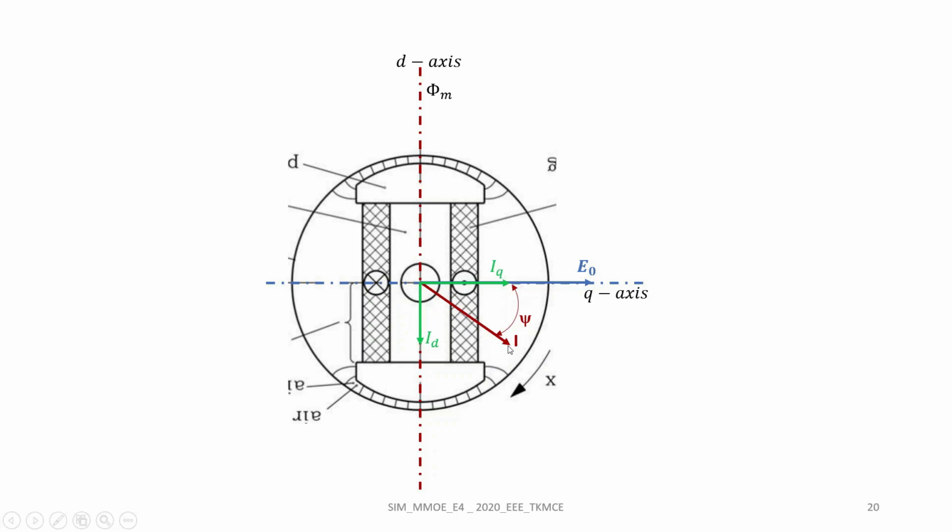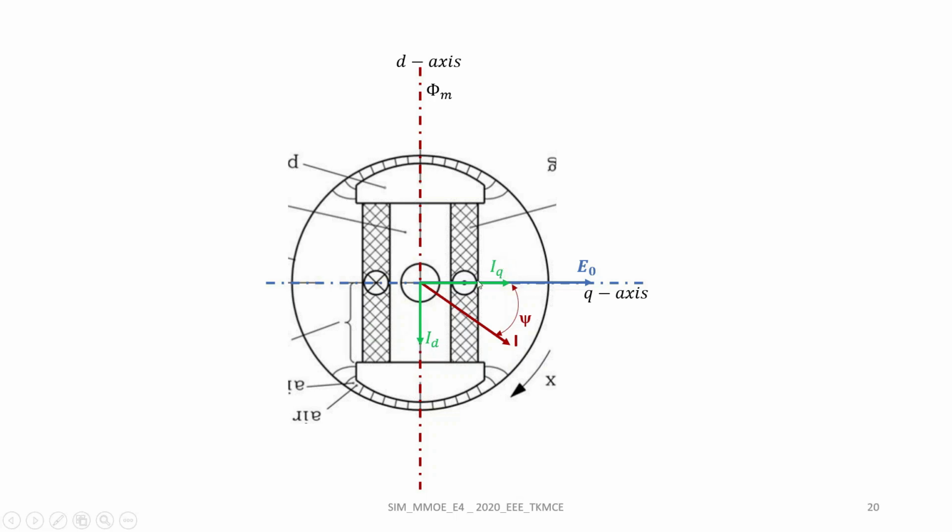So this armature current is resolved into two components. One is along the direct axis, that is ID, and this ID is in quadrature with E0. The angle between E0 and ID is 90 degrees. Another component of this armature current is IQ, which is in phase with both the Q axis and E0. If we are considering E0 and ID, this ID is lagging E0 by 90 degrees, and ID is responsible for the complete demagnetization effect of armature reaction.